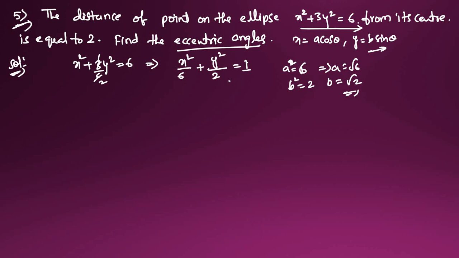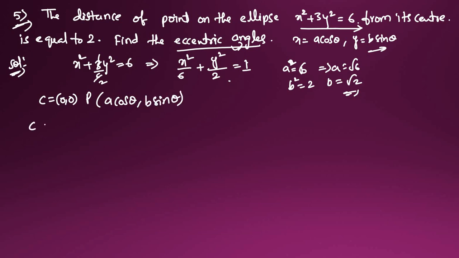Now what is he asking? The distance of the point on the ellipse from its center, the eccentric angle, is equal to 2. He is saying it is equal to 2. See, the center is 0 comma 0, we already know. So we take the point P in terms of the eccentric angle as a cos theta comma b sin theta.